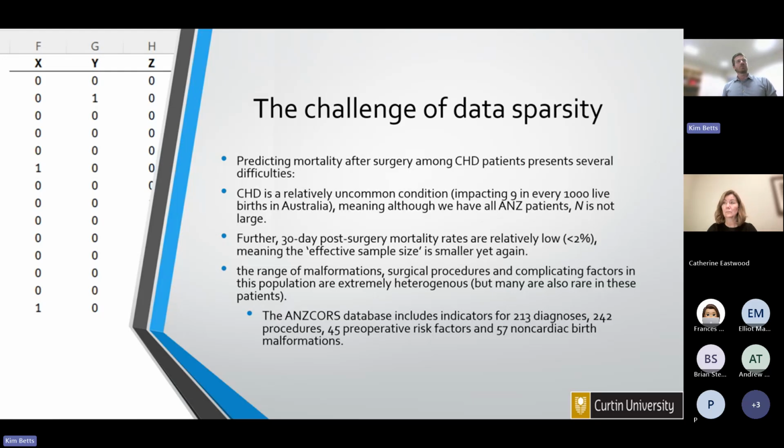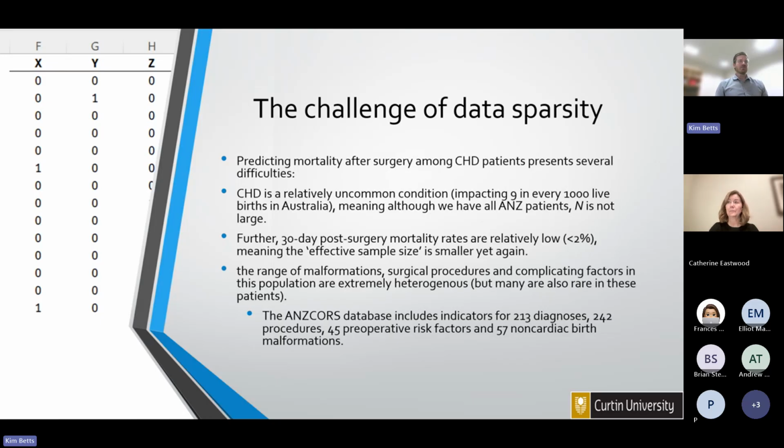But predicting mortality after surgery among CHD patients presents several difficulties, and I'm happy to be corrected, but I think of all of these as related to the issue of data sparsity. CHD is a relatively uncommon condition, impacting only 9 in every 1,000 live births, not all of which will require surgery. Right from the start, N is very small. Further, 30-day post-surgical mortality rates are thankfully low, less than 2%, meaning that the effective sample size is even much smaller. So the number of children per year in the data that are actually useful for building patterns to predict mortality is a very small number.